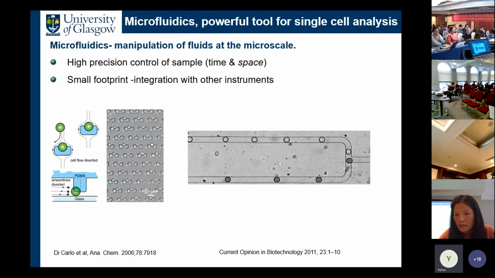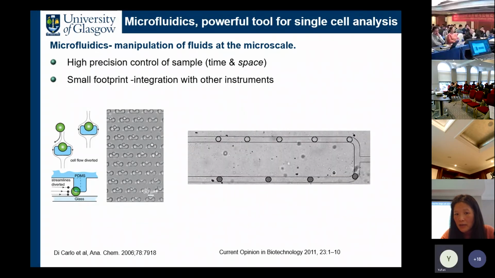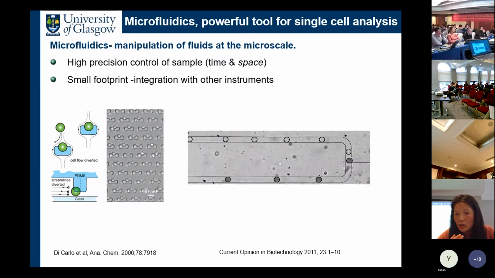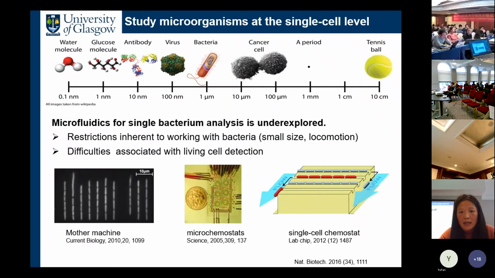The example on the right shows we can even trap individual cells in droplets, allowing us to perform high throughput screening. But when we talk about bacteria, they're very small, around 1 micron, and they move around. So it's quite a challenge to use microfluidics to study single cell bacteria. In the past few years, there have been quite a lot of good examples, such as the mother machine, developed to study single bacterial cells. But overall, microfluidic devices for single cell bacteria study are still underdeveloped.